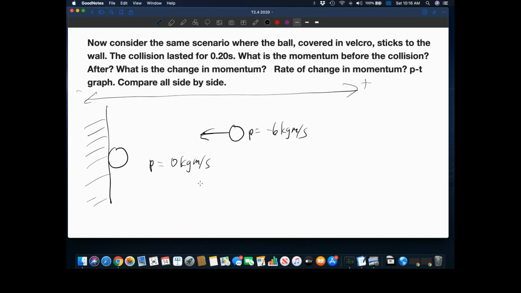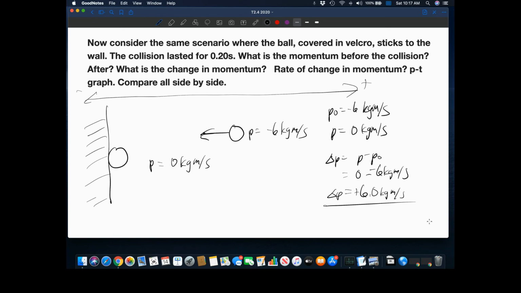What is the momentum before? So p0 is minus 6. We already calculated that previously. And afterward, we know our p is 0 kilogram meters per second. Change in momentum is going to be p minus p0, so 0 minus a minus 6 kilogram meters per second. So the change in momentum is plus 6.0 kilogram meters per second.